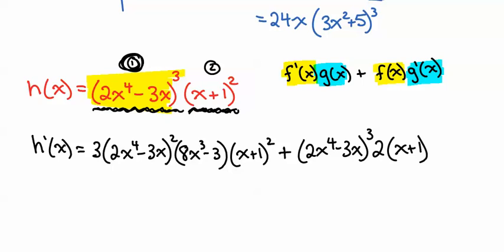And according to the chain rule, the next step is to find the derivative of the inner function. So the derivative of x plus 1 is just 1. Okay, there, we're done. But it's super messy. So we have to just neaten it up a little bit. Oh no.